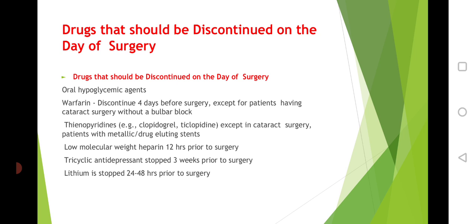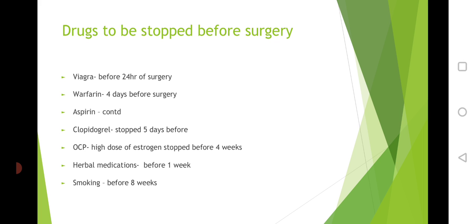Drugs that should be discontinued on the day of surgery are oral hypoglycemic agents. Warfarin is discontinued 4 days before surgery, except for patients having cataract surgery without a retrobulbar block. Thienopyridines, for example clopidogrel and ticlopidine, except in cataract surgery patients with metallic or drug-eluting stents. Low molecular weight heparin 12 hours prior to surgery. Tricyclic antidepressants stopped 3 weeks prior to surgery. Lithium is stopped 24 to 48 hours prior to surgery.